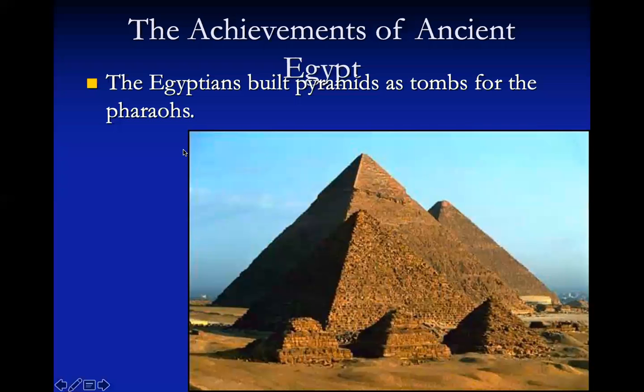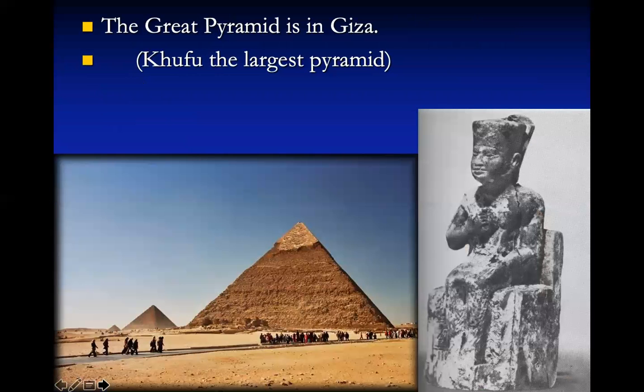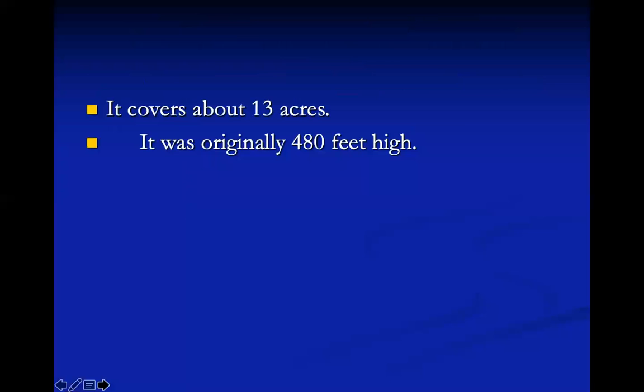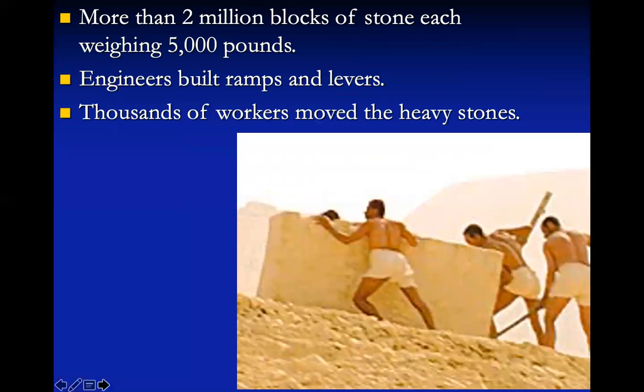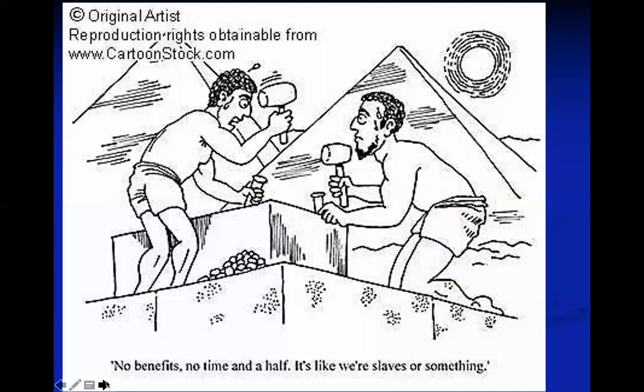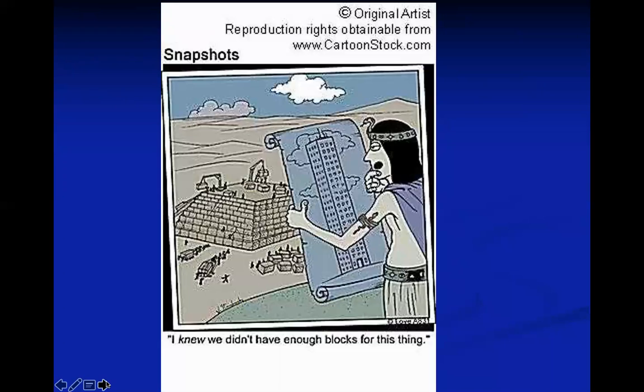So the Egyptians built pyramids as tombs for the pharaohs, something you could write about. The Great Pyramid in Giza, Khufu, is the largest pyramid. It's about 13 acres, was about 480 feet high, more than 2 million blocks of stone. Engineers built ramps and levers. I don't believe any of this, but thousands of workers moved the heavy stones. I don't agree with this, but there is a belief that the slaves built the pyramids. Slave labor isn't very good, so, you know, I don't know.